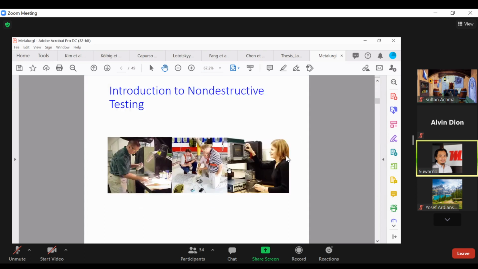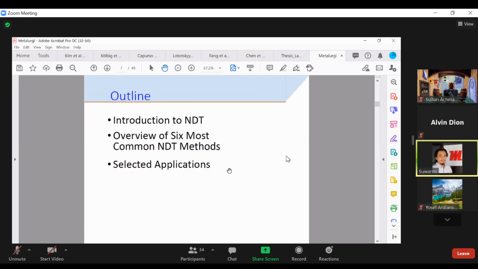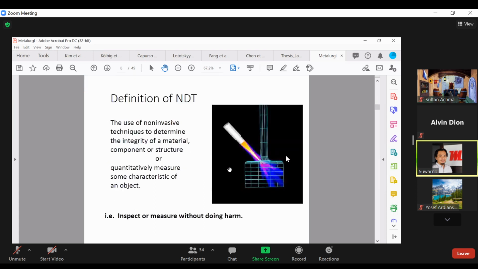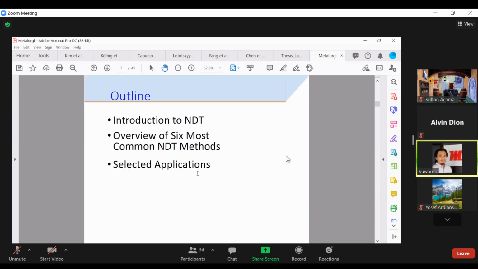It's just some picture about people doing NDT tests. But let's dive into it. So we will do a short introduction to non-destructive testing, and then an overview of six common methods. It's common, something that we already apply or used to use, and then some selected applications if time allows. We should stop at 8 o'clock.